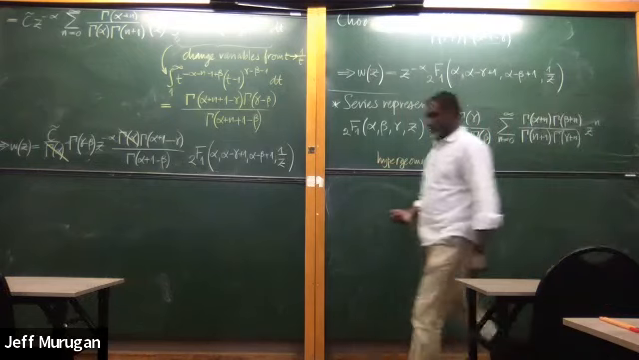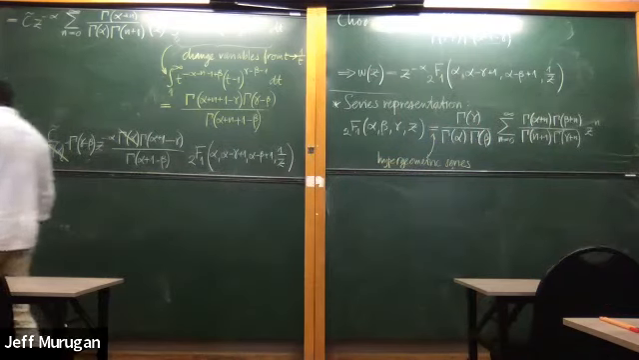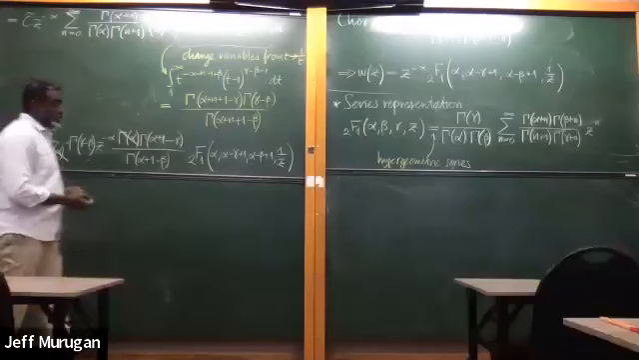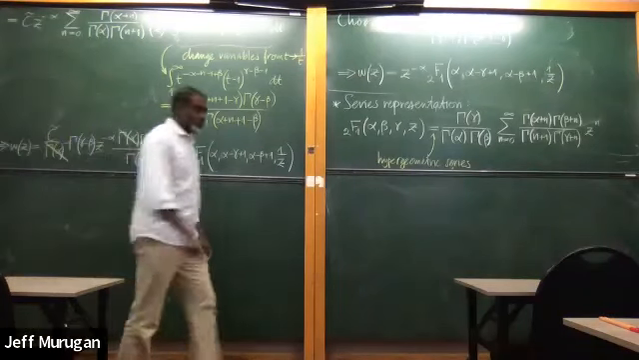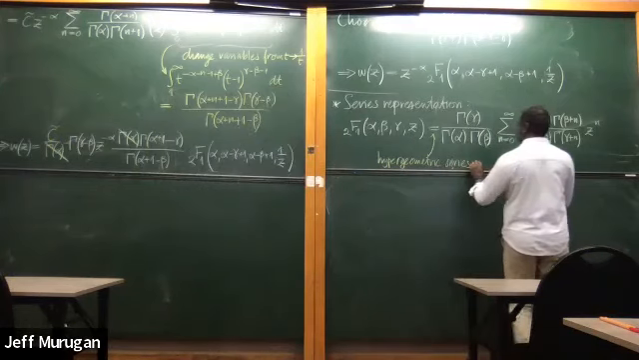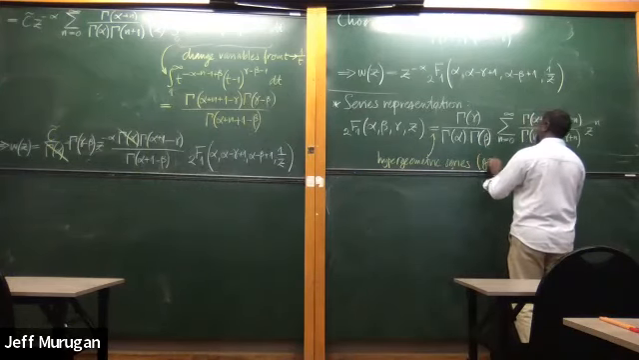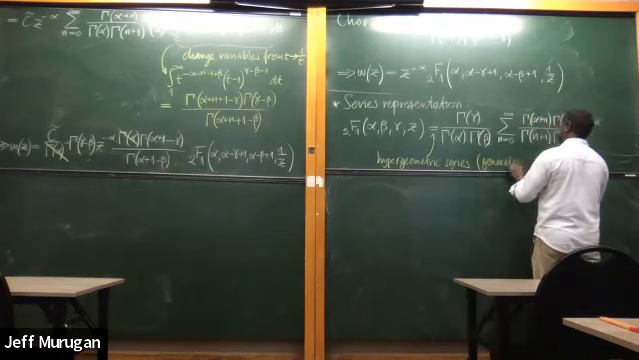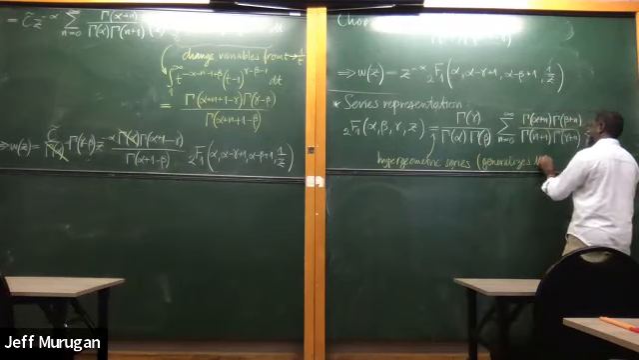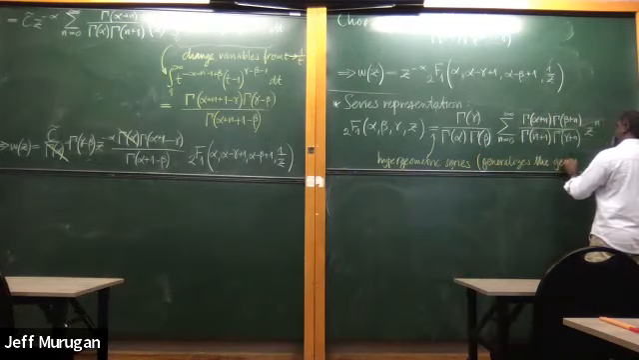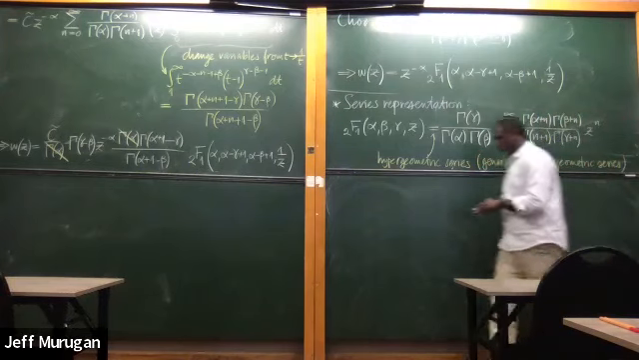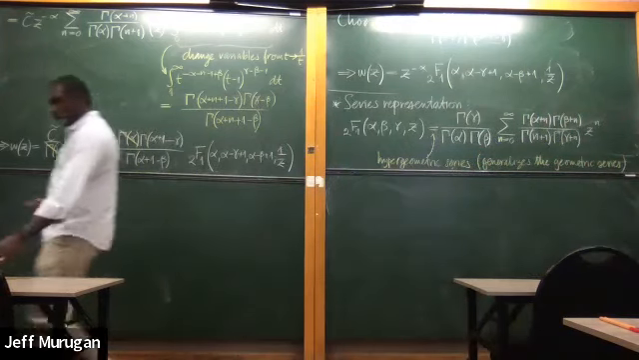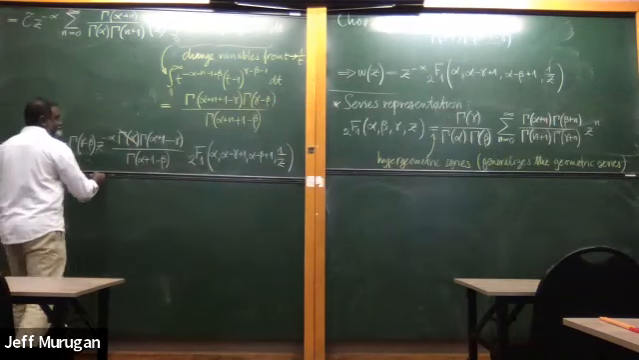Why is it called a hypergeometric series? It's called a hypergeometric series because it generalizes the standard series representation of the geometric function. So this generalizes the geometric series. Let me show you how.